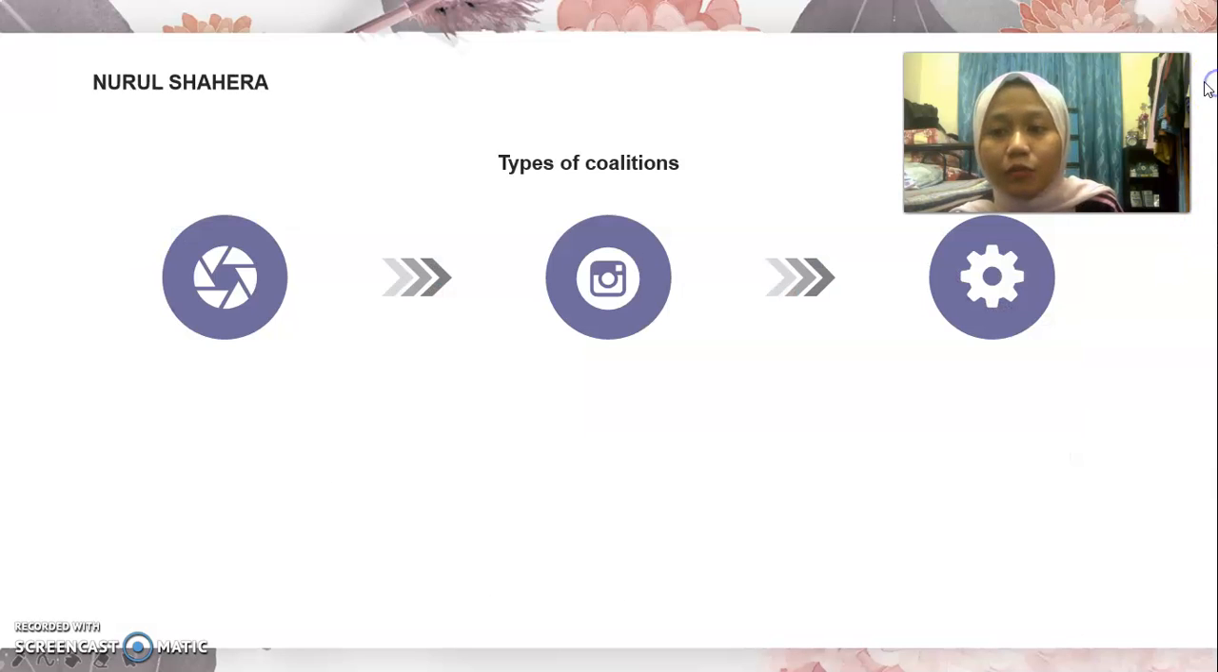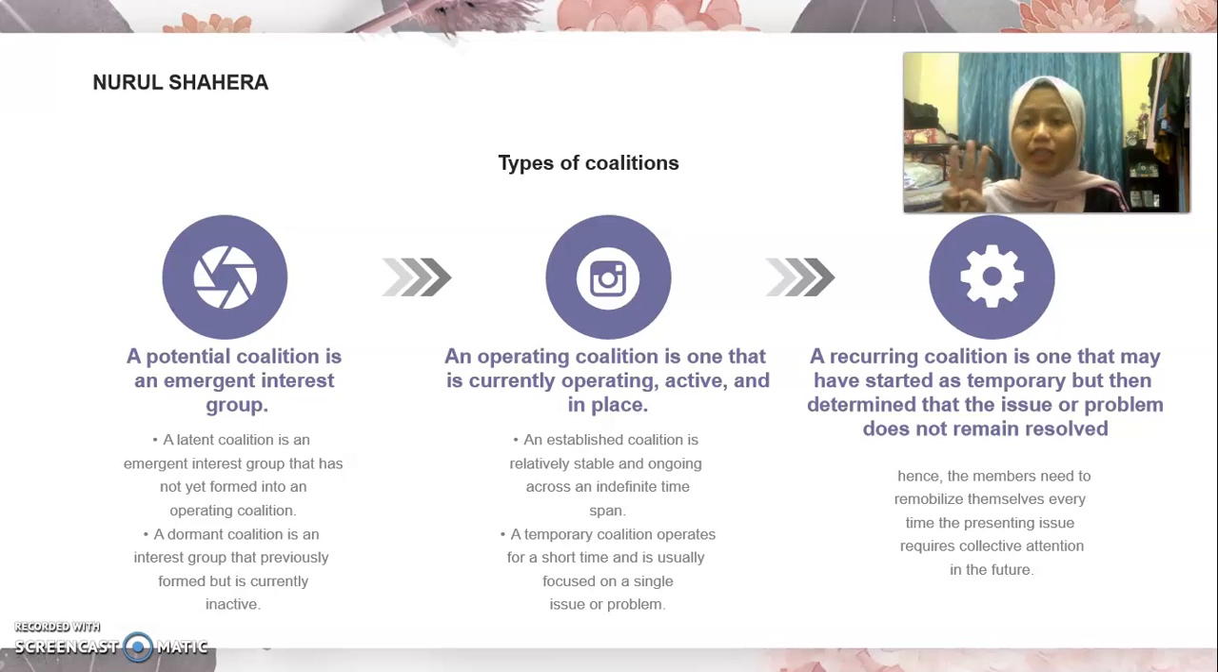So moving on to the types of collations, there are three types of collation, which are: a potential collation is an emergent interest group. Next is an operating collation, which is one that is currently operating, active and in place. Last but not least, a recurring collation is one that may have started as temporary but then determined that the issue or problem does not remain resolved. So again, I would like to highlight the key point for types of collations, which is that they are divided into three types: potential collation, operating collation, and recurring collation.